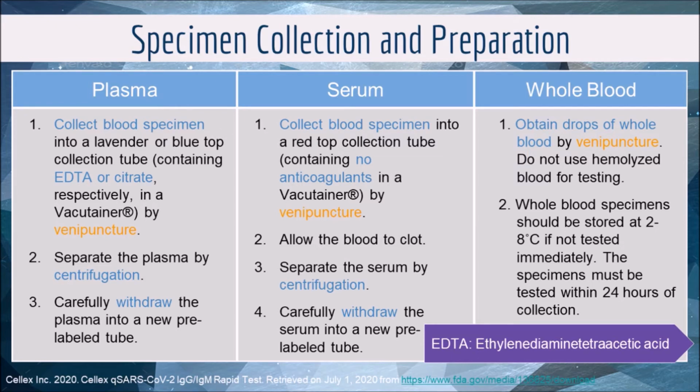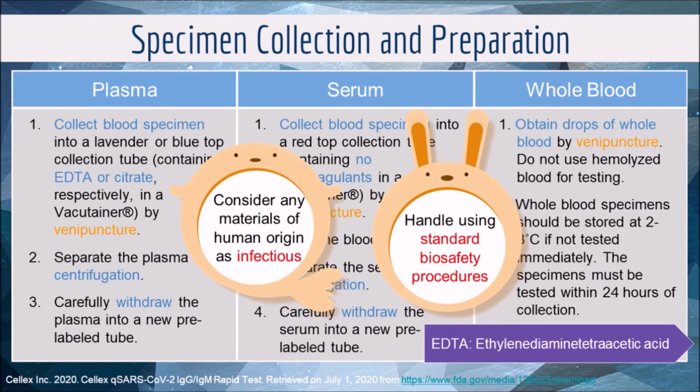Plasma will be collected into a lavender or blue top collection tube containing EDTA or citrate, while serum will be collected into a red top collection tube containing no anticoagulants. And these two types of specimen will be separated by centrifugation and then withdrawn into a new tube. We need to consider any materials of human origin as infectious, and thus we need to handle them using standard biosafety procedures.